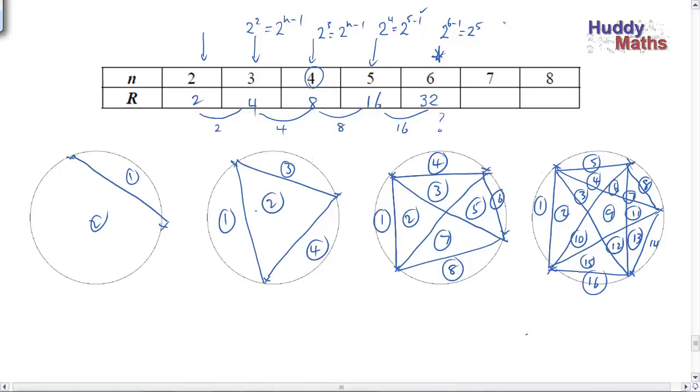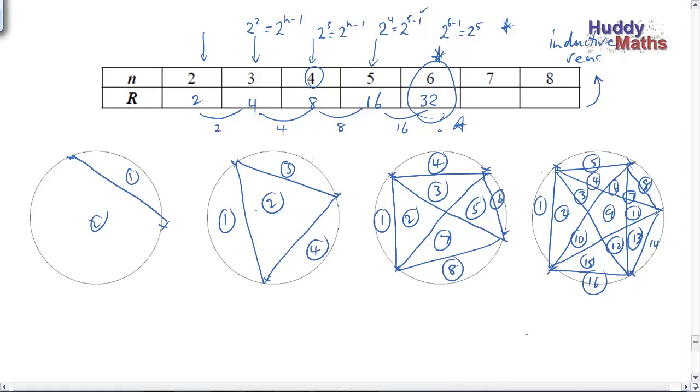So either using an explicit formula there, one connecting the regions to the number of points, or by our steps, recursion method, either way, we reckon 6 is going to be 32. Are you happy with that? That's what we were doing before. It's called inductive reasoning, looking at some examples and making a conjecture and saying, we've nailed it.